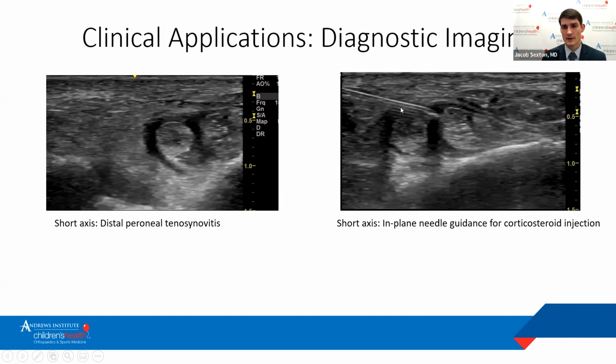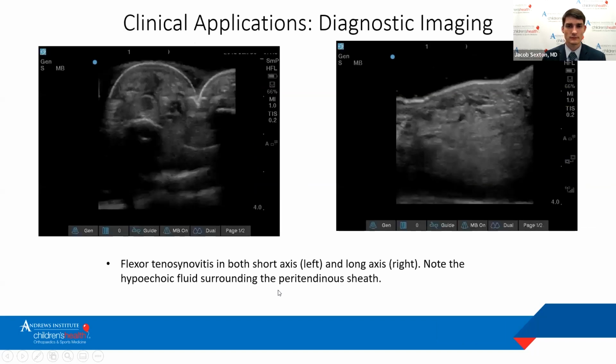You have nice hypoechoic fluid surrounding a pathological tendon, as well as this tendon as well. The needle is sitting in the peritendinous space, and you just inject your medication from there. Again, the hyperechoic needle with reverberation artifact lets me know that the needle is parallel to the transducer. It also lets me know that my needle is not directly in the tendon itself, it's in the peritendinous space. And so that way, when I inject my medication, I know we're going to be in the peritendinous sheath.